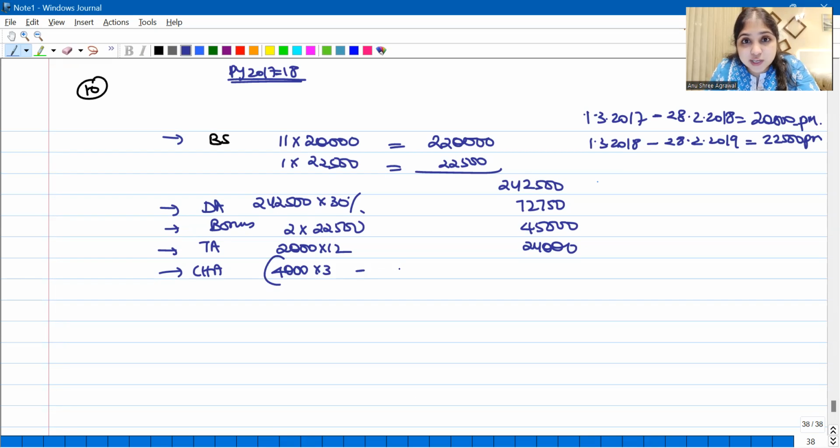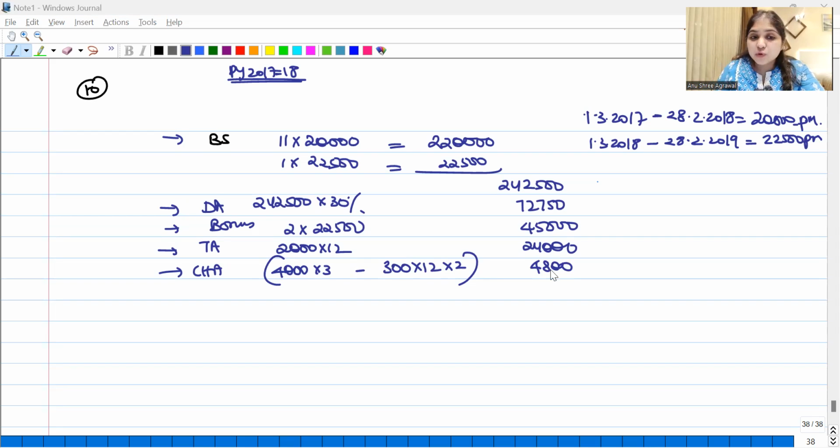Out of this, how much is going to be exempt? 300 rupees is going to be exempt. Per month it's going to be exempt, but only for 2 children it's going to be exempt. So we have received 4,000 into 3. 300 into 12 into 2 is exempt. So what is going to be taxable now? That's going to be taxable 4,800. Do you get this number, everybody? Taxable children hostel allowance 4,800. Right, guys? This was my next point.